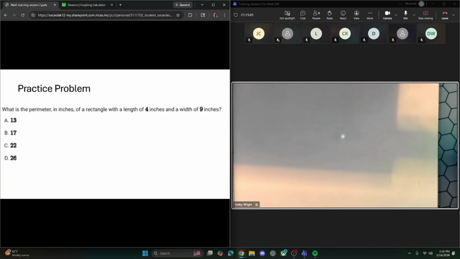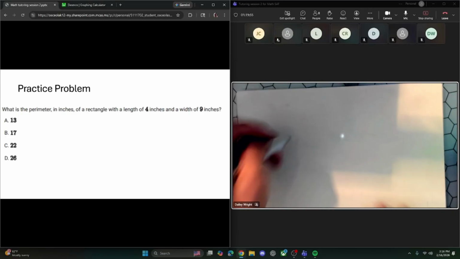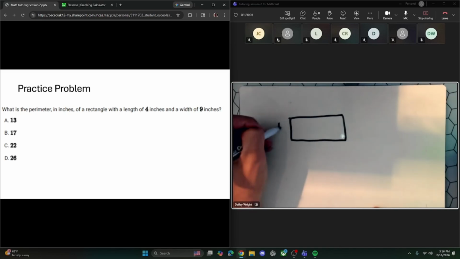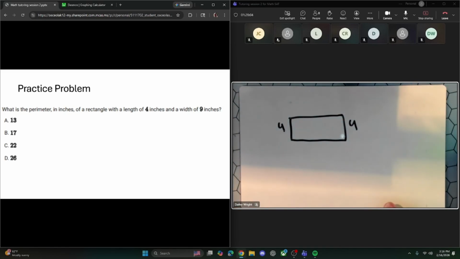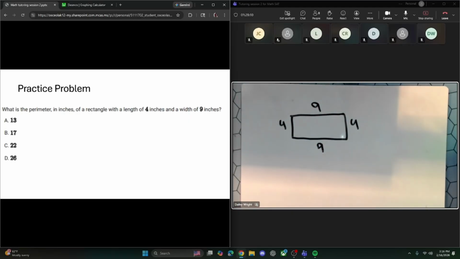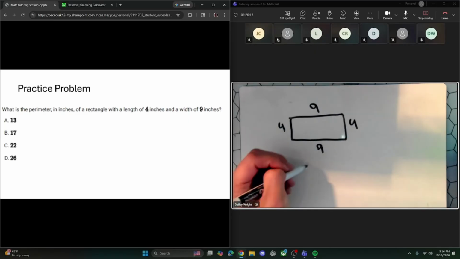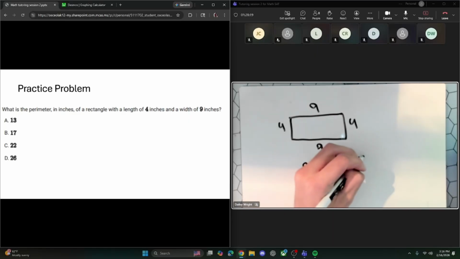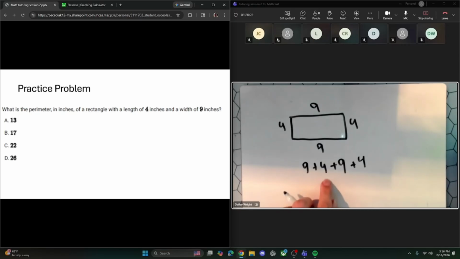What is the perimeter in inches of a rectangle with a length of 4 inches and a width of 9 inches? So we have a rectangle. It has a length of 4 inches, so 2 of the sides are going to be 4 inches, and a width of 9 inches, so 2 of your sides are going to be 9 inches. So when you're asked for the perimeter, you want to add up all sides, so it'd be 9 plus 4 plus 9 plus 4. 9 plus 4 is 13, plus 9 is 22, plus 4 is 26. So your answer would be 26, which is D.